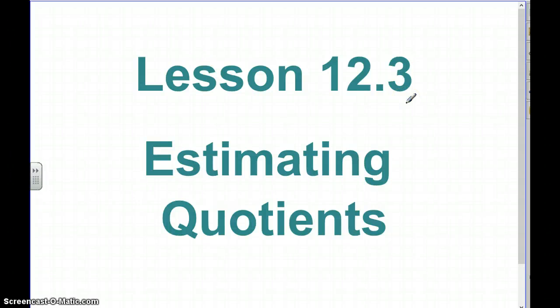Hi, fourth grade. Today we're going to continue our study of division, and we're going to be practicing estimating quotients today.